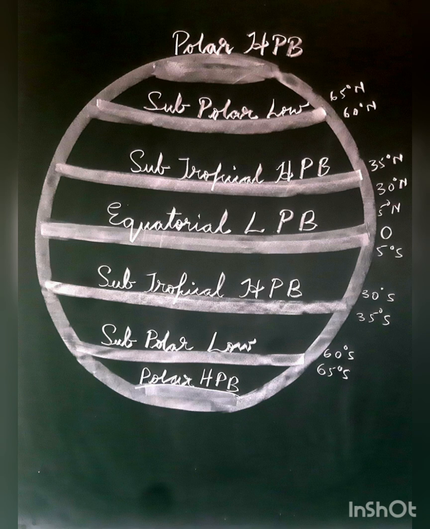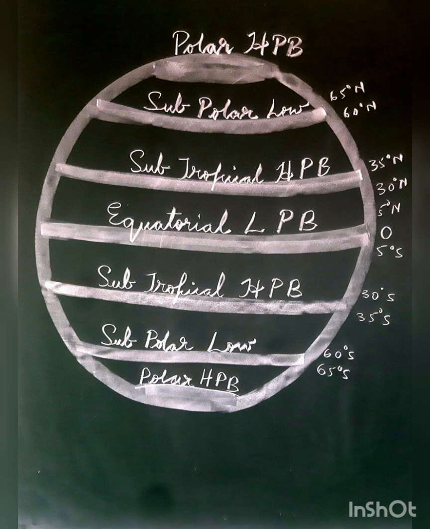The subtropical high pressure belt experiences lower temperatures compared to the equatorial region, and that is why it experiences high pressure. The subpolar low pressure belt is comparatively warmer than the polar regions, and that is why it is called the subpolar low pressure belt. Depending on the pressure, the movement of wind is also induced.